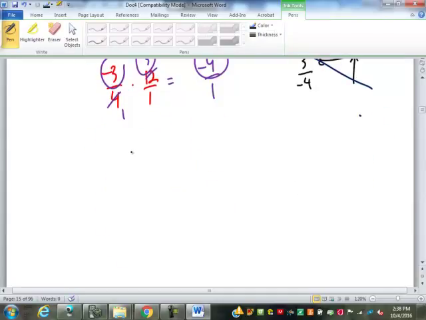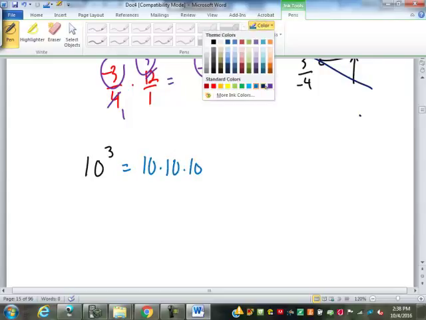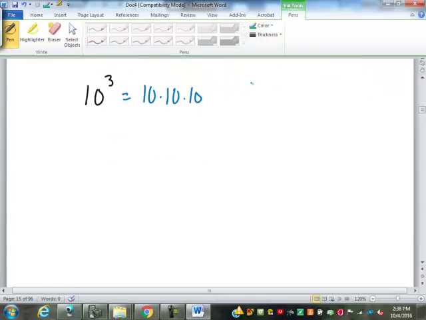Not to jump from one topic to another, but the big topic for today deals with our powers. 10 to the third power like that means what? How would we calculate that? 10 times 10 times 10. And I know we've seen powers before, but we're going to take a focused look at them today. 10 times 10 times 10, of course, is 1,000.